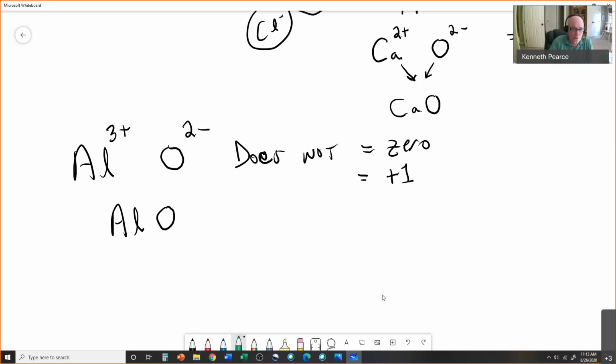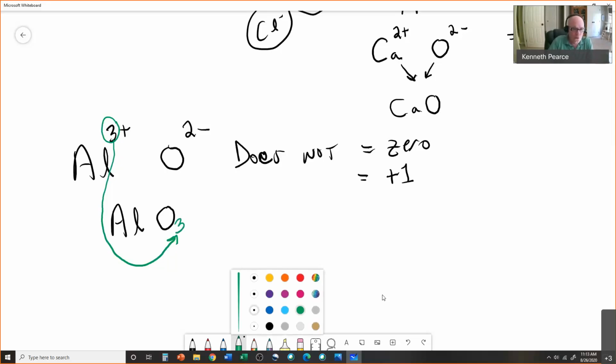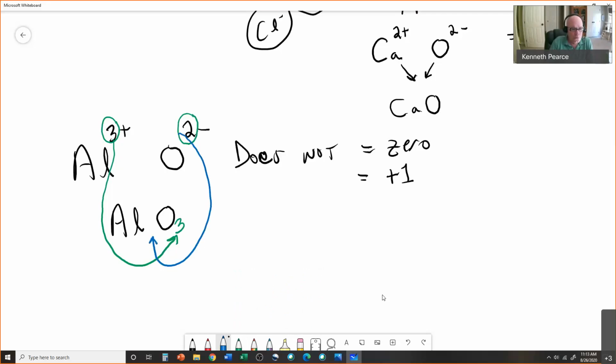But what we're going to do is cross the 3, just the 3, not the plus, over to the oxygen. There it is. And then we're going to take the 2, not the negative part, just the 2, because we're counting, and we're going to cross it over to the aluminum. There it is. By doing this, we have ensured that the net charge will equal 0, and I can prove it to you. Now, one more note before I prove that to you.